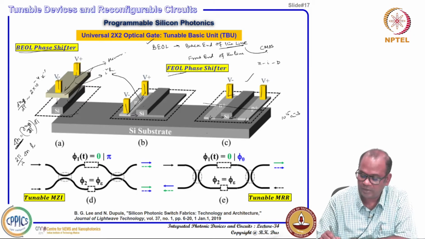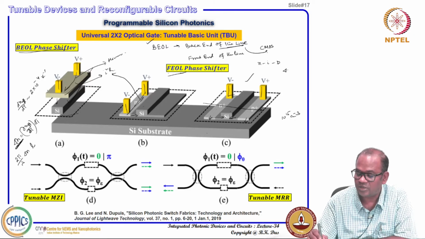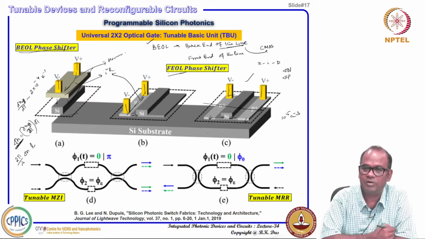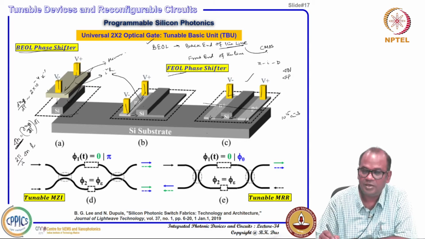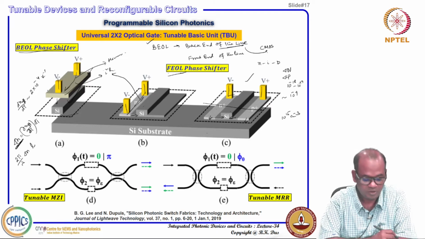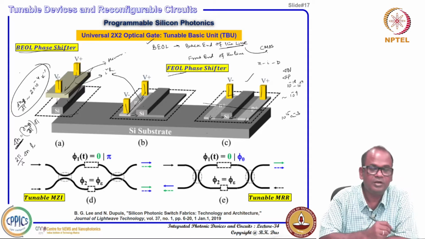Now, we will be showing that by controlling this carrier concentration, delta N or delta P, if you can just increase or decrease the free carriers, you can also change the refractive index. That is actually possible for a phase shifter. If you can vary the carrier concentration in the order of 10 to the power 18 to 10 to the power 19, you can get a refractive index change in the order of 10 to the power minus 4, which is actually equivalent to your thermal refractive index change.